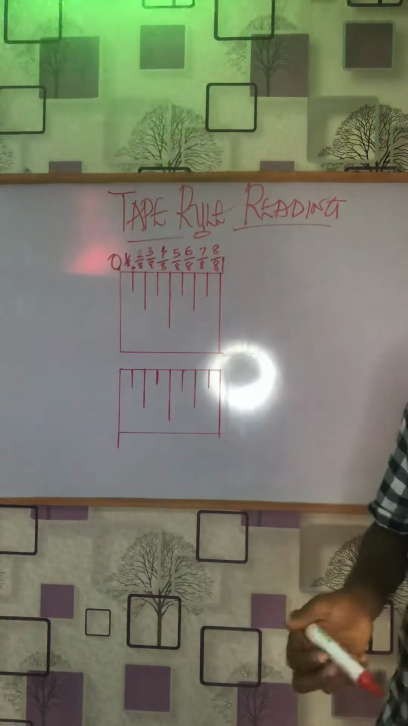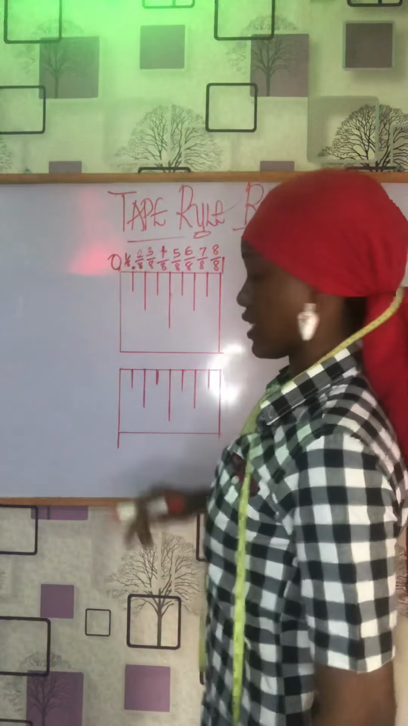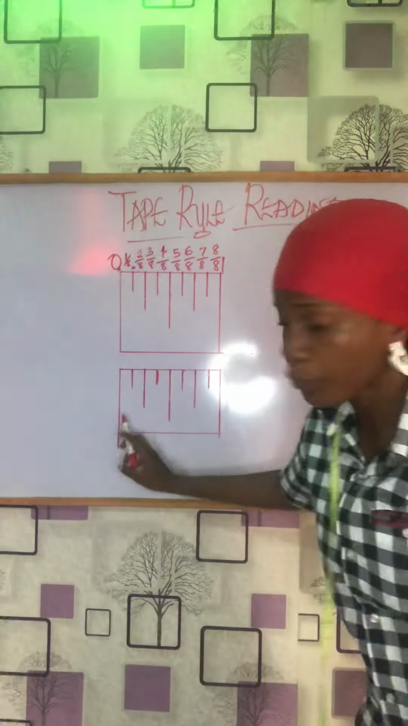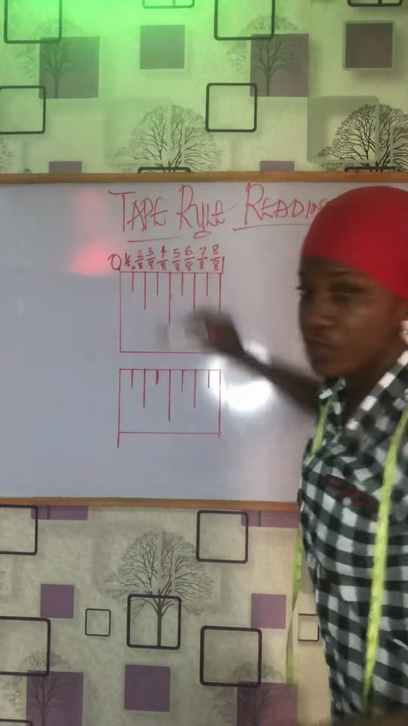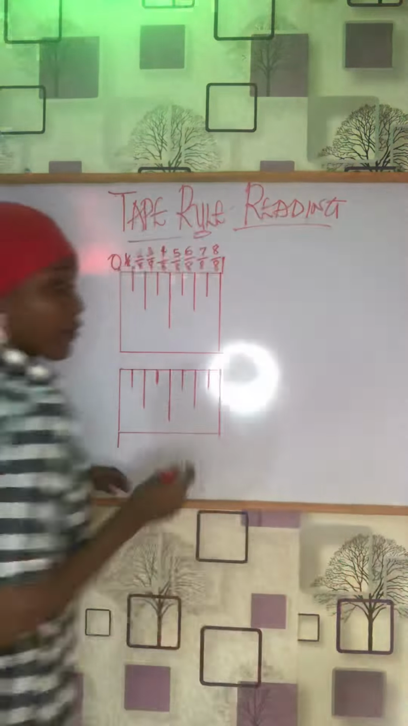Okay, good. Now this is 1 over 8. From this point to this point is 1 over 8. Now the second one will be 2 over 8. That is, now I want to divide.